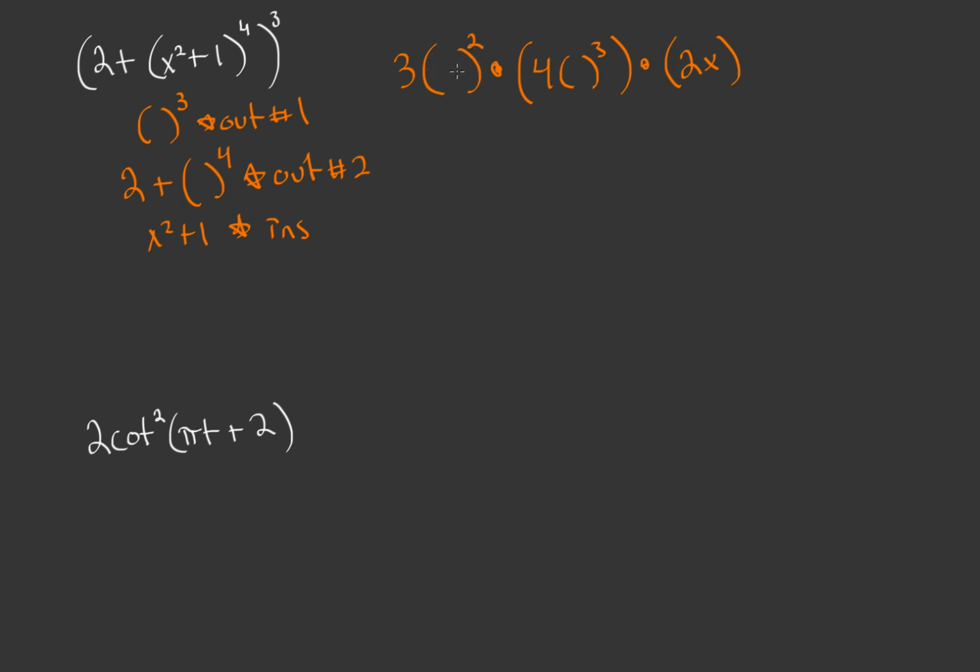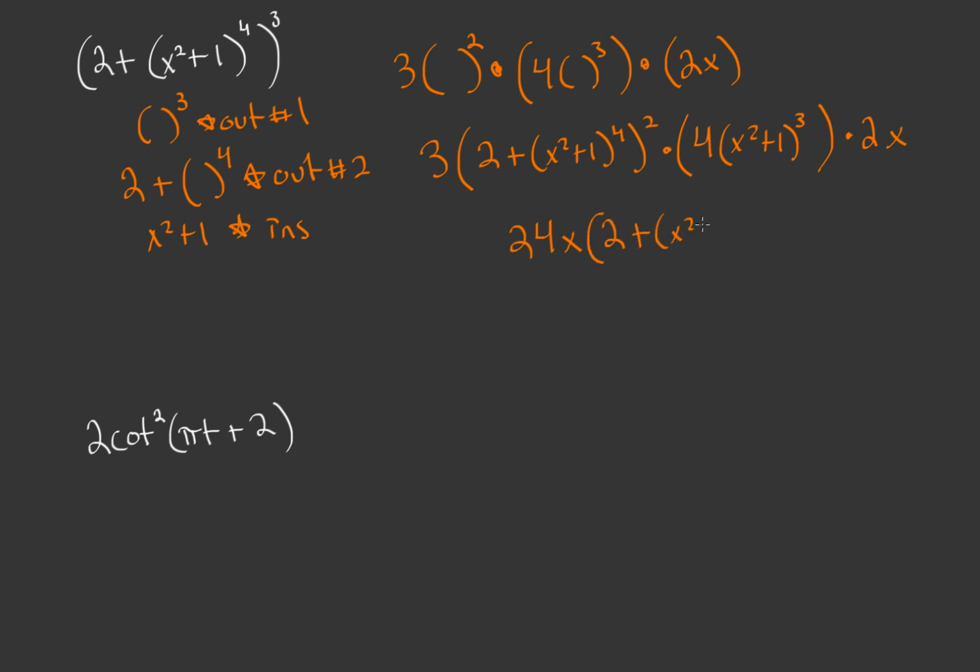So if we finalize this, we have 3 times, and what was our inside here? It was 2 plus x squared plus 1 to the 4th, squared, right? Times the derivative of the inside, which we had 4 times x squared plus 1 cubed. And then all of that was multiplied by 2x. So if we just try to make this look nicer, we get 24x, and then our first parentheses, which is 2 plus x squared plus 1 to the 4th, all squared, times our x squared plus 1 cubed. I didn't change anything, I just rewrote it to make it look nicer.